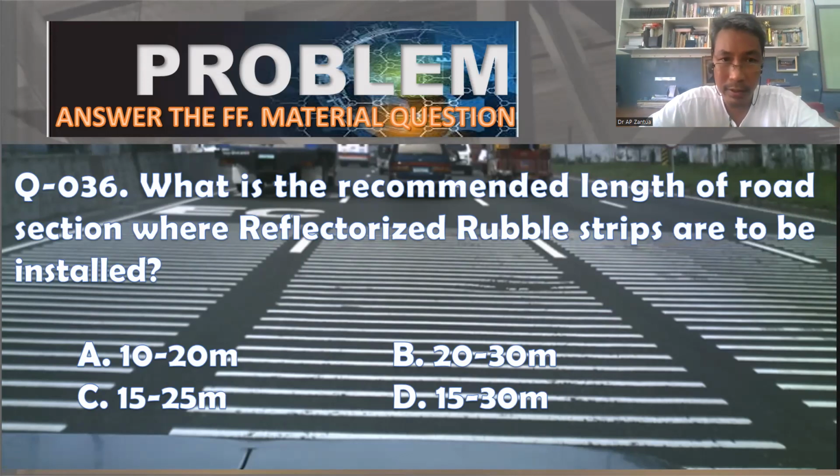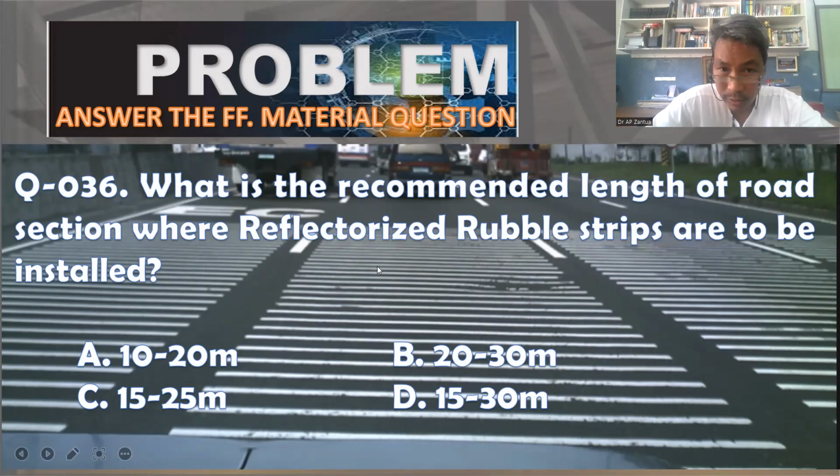Anyway, we have the current slide. Please answer the following and put your answer in the comment section below. So what we have here is question number 36. What is the recommended length of road section where reflectorized rumble strips are to be installed? This is a typo error. This is rumble strip.